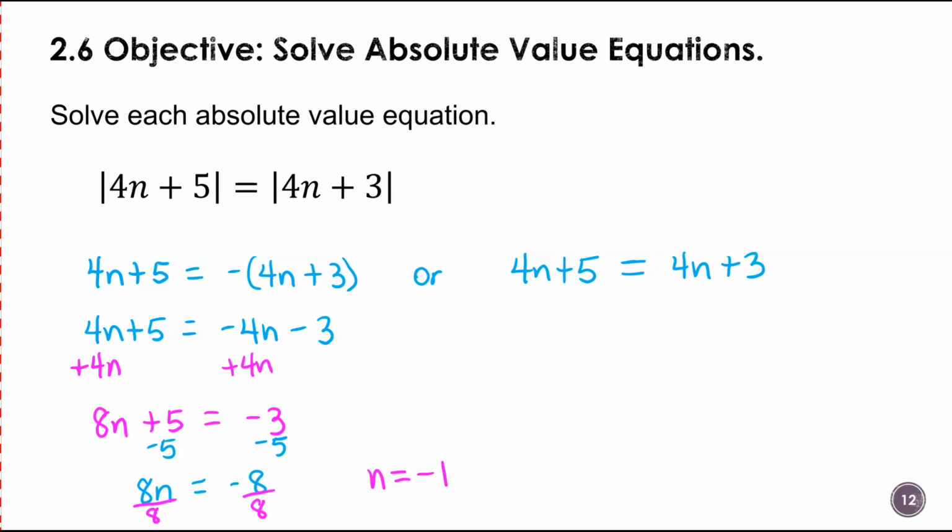Okay? Now on the second equation, if I start out by trying to combine my variables to get them together on one side, look what happens. And I get this, 5 equals 3, which is not possible. So for this portion of the equation, we don't get a second solution. So just n equals -1. That's the only solution for this particular equation. And then that's it. And actually that's it for this video. We're finished with the lesson, and I'll see you on the next video.